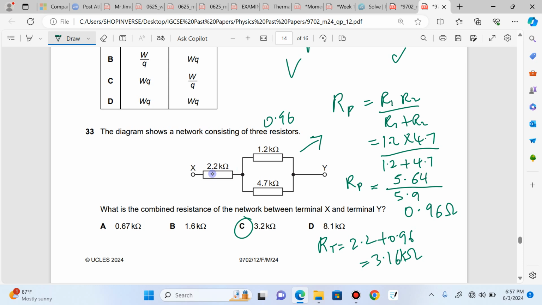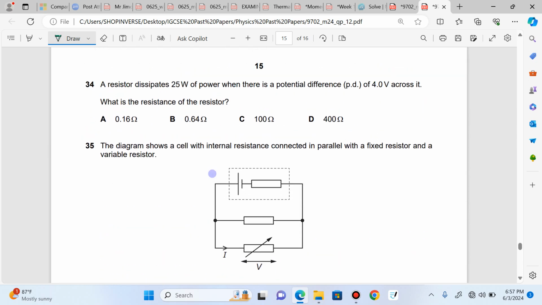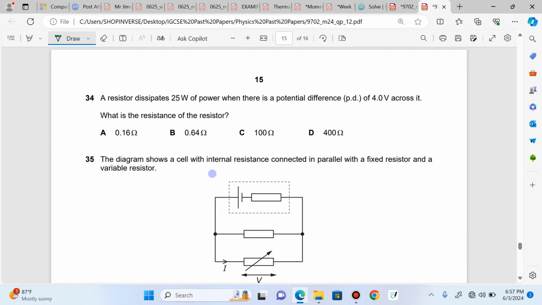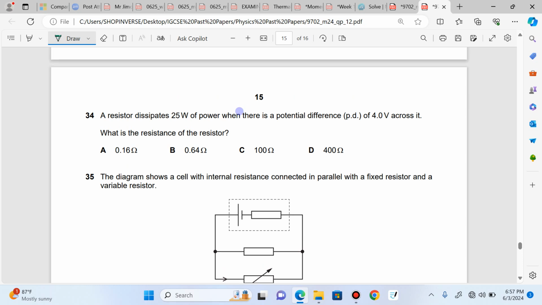We go straight to question number 34. A resistor dissipates 25 watts of power when there is a potential difference of 4 volts across it. What is the resistance of the resistor? Power equals IV, and that is also I squared R. Also, that same power is equal to V squared over R. Those are the three expressions you can use to calculate power. So I'll be using P equals V squared over R.